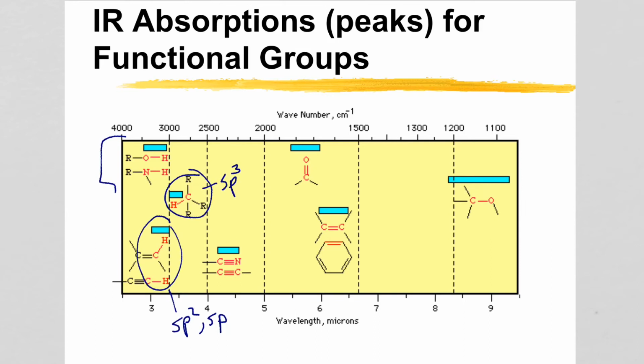Another really, really important stretch is around 1,700 reciprocal centimeters. It varies a little bit. That is the carbonyl stretch. That's a very strong stretch, and it's one that, as you know, carbonyl appears in a whole lot of functional groups: carboxylic acid, ketones, aldehydes, esters, amides. So that's a really, really important absorption.